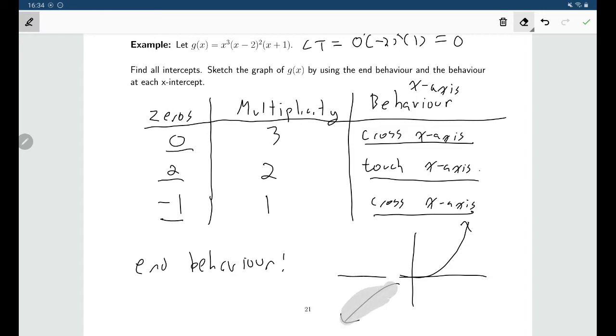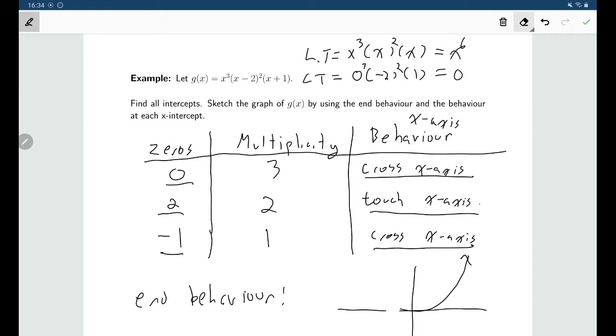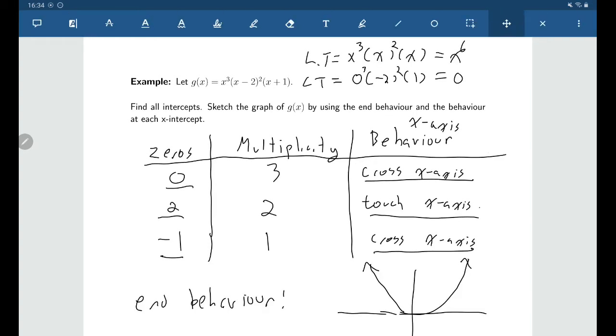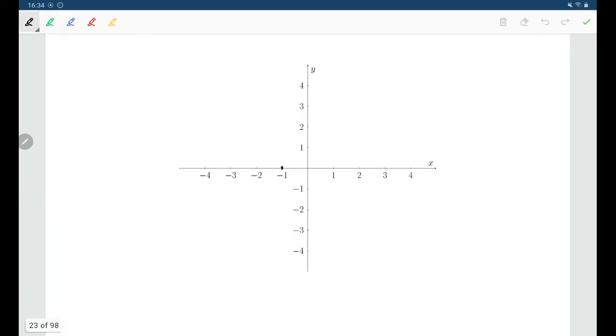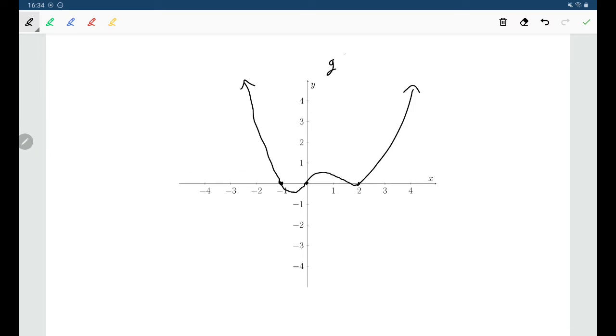The correct end behavior, as we said, since the leading term was x to the 6, would be us going up on both sides, up on the far right, up on the far left. And if we put in our points with our end behavior, going up on the far right, going up on the far left, then we can cross at -1, cross at 0, and touch at 2. And there we go. That's my g of x is x cubed, x minus 2 squared, x plus 1.